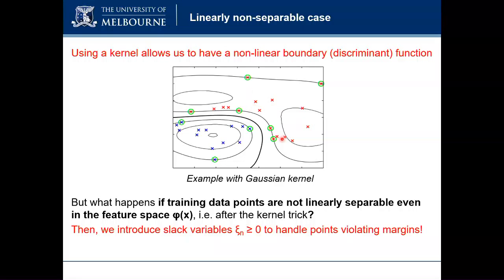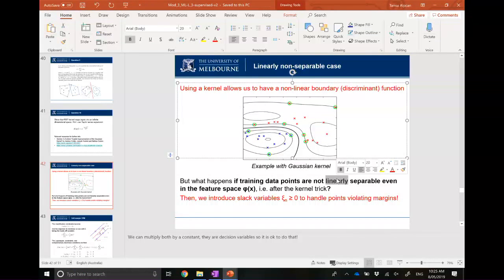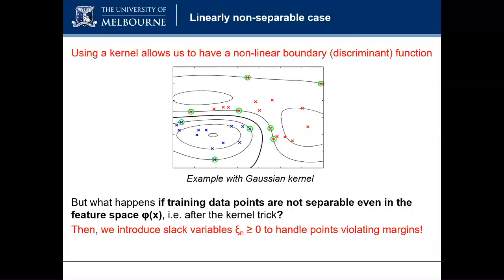So the messy thing is, what if the points are on the other side? You still need to separate the classes, right? If the training data points are not linearly separable, even in the future space, or I shouldn't say linearly, they are not separable. Let's edit this as we go, because it may give the wrong impression. They are not separable even in the future space, even after the kernel trick, where you do your best. What do we do? We do our best, and then we introduce these slack variables, psi n greater than or equal to 0, to handle the points that are violating the margins.